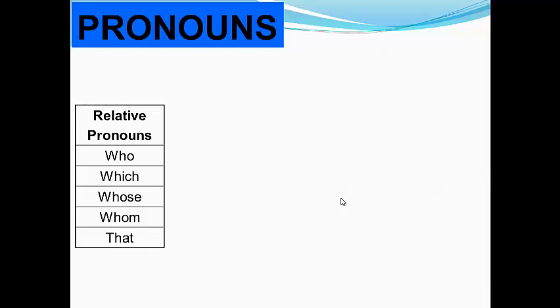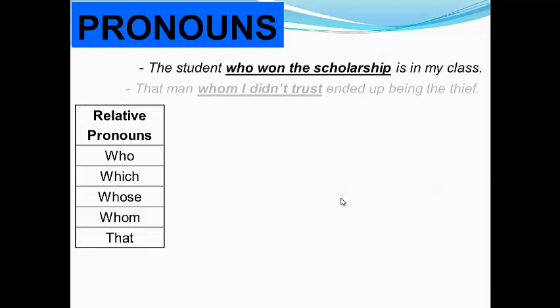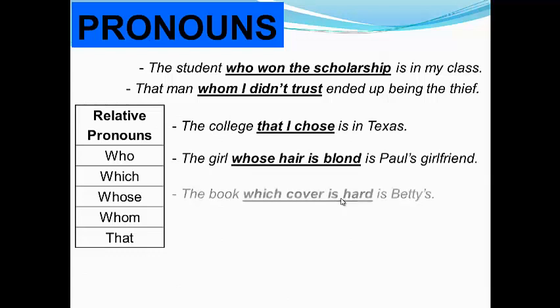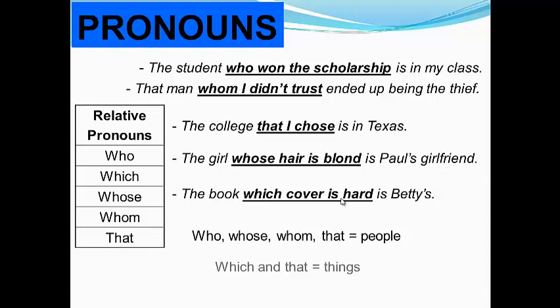Relative pronouns are used to introduce subordinate clauses which include extra information, generally about the subject. Example: whose, whom, and sometimes that refer to people. Which and that refer to things.